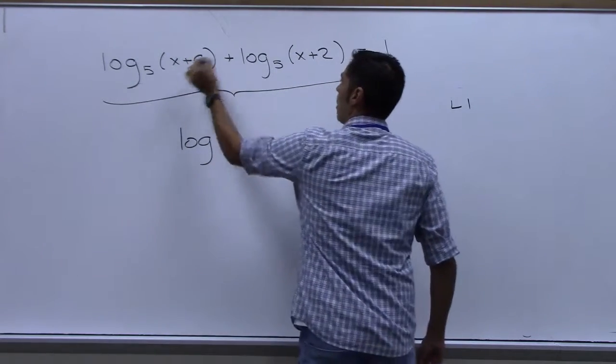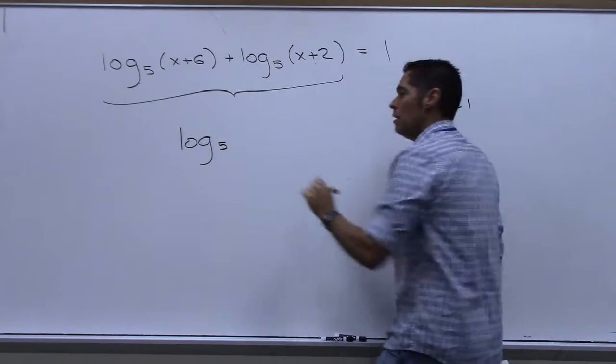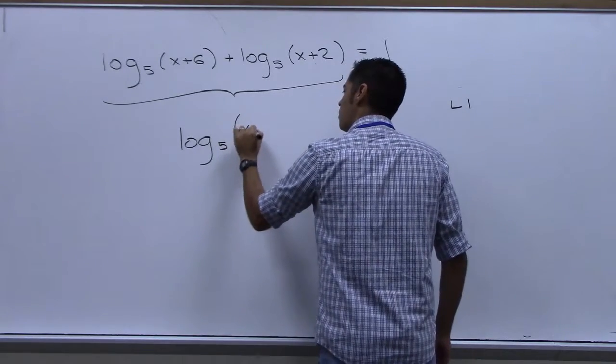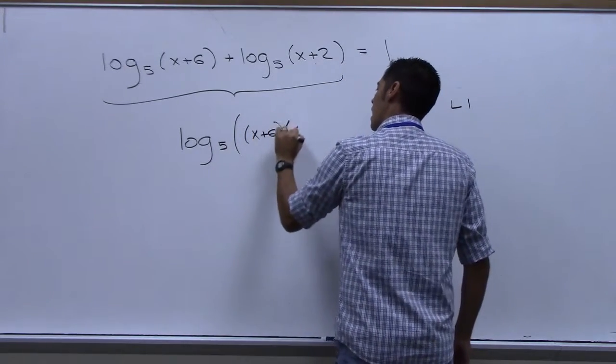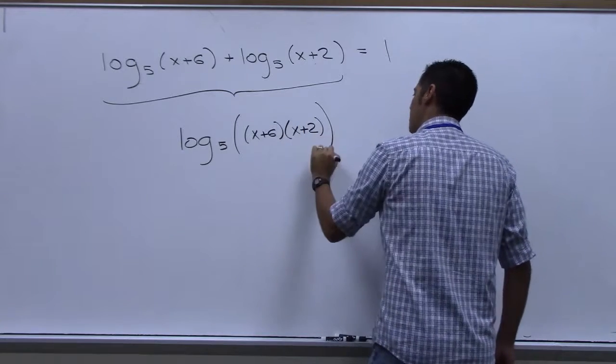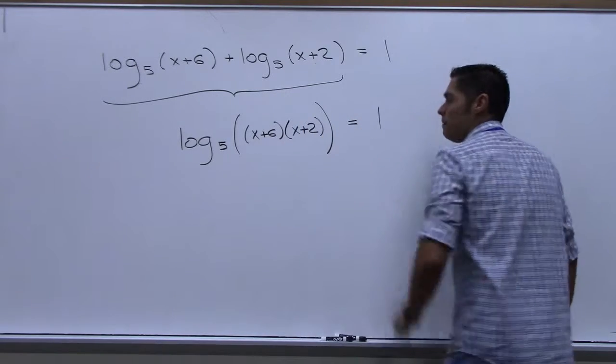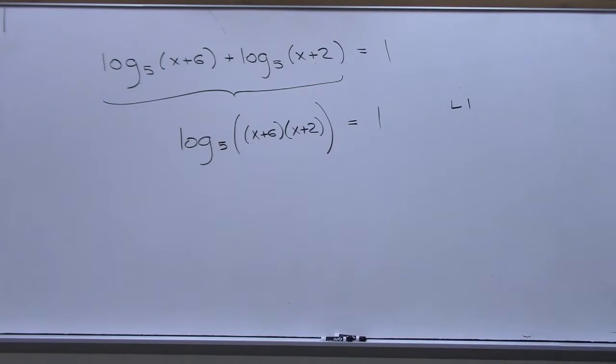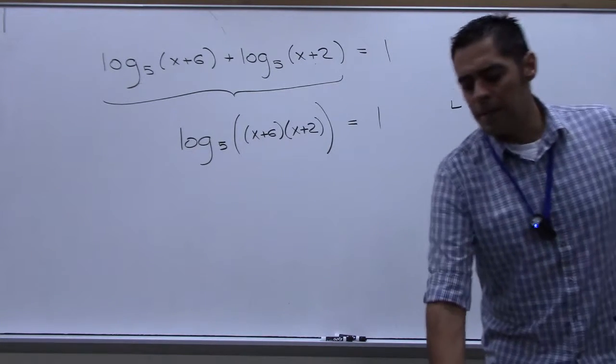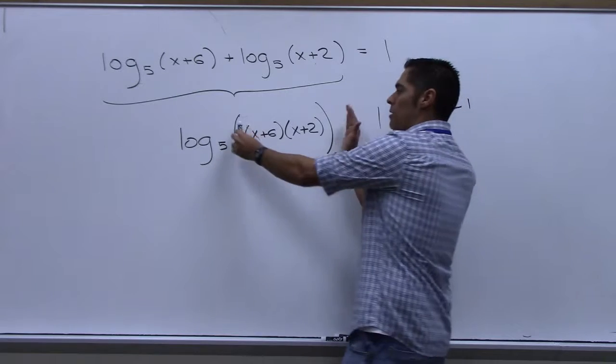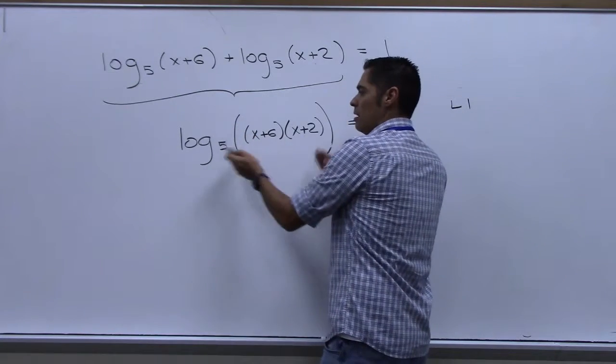So don't I multiply these 2 pieces together? So watch the way I write this. I'm going to go x plus 6, x plus 2. I still need to multiply those together, don't I? But equals 1. I put a big set of parentheses just to reiterate that this is the argument of that log function.